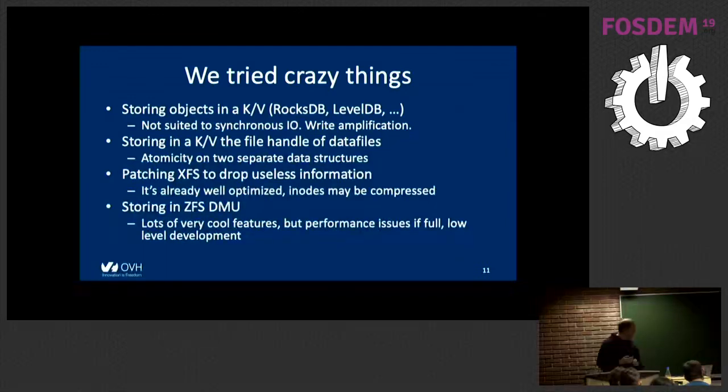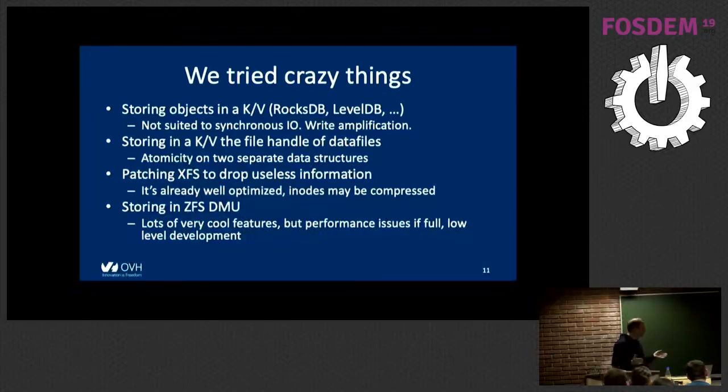And we also looked at ZFS, which is based on a layer called DMU, which is actually an object store. So we thought we could put our object in this object store. The thing is, it will bring us a lot of cool features like snapshot, cloning object, stuff like that. But it would have performance issues if the file system gets full. This is a well-known issue on ZFS file system. And also it was really low-level development. There is no stable API on ZFS, so it means it could break at any upgrade, mostly. So we decided not to follow on this idea.